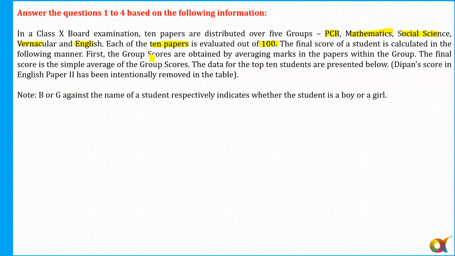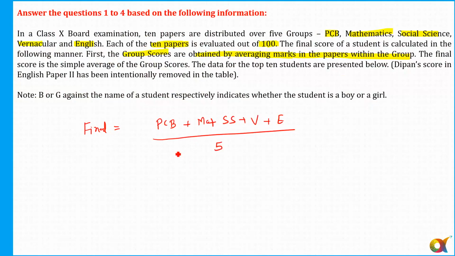The group scores are obtained by averaging marks in the papers within the group. So first I need to calculate the group scores by taking the average of a particular group, and then the final score is simply the average of the group scores. So the final score is nothing but the average of the PCB group, plus the average of Maths, plus the average of Social Science, plus the average of the Vernacular group, plus the average of the English group, and then divided by 5. This is how we are going to calculate the final score.